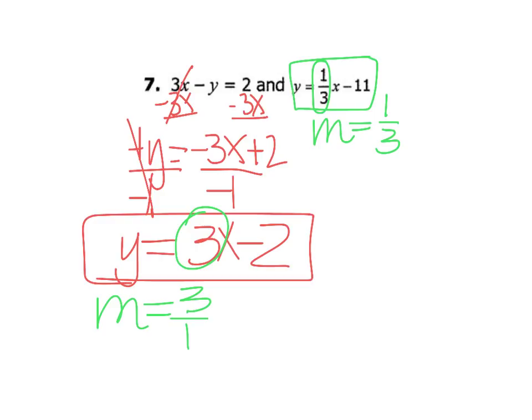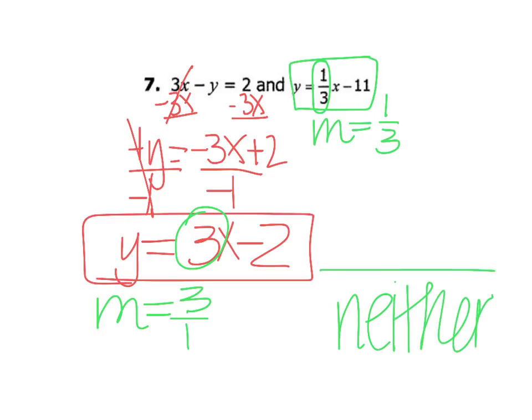Now 3 over 1 and 1 over 3, while they are reciprocals, they are not negative reciprocals. They are the same sign. So they're not negative reciprocals, they're not the same, so we cannot say these are parallel or perpendicular. We would say that these are neither. They're neither parallel nor perpendicular.